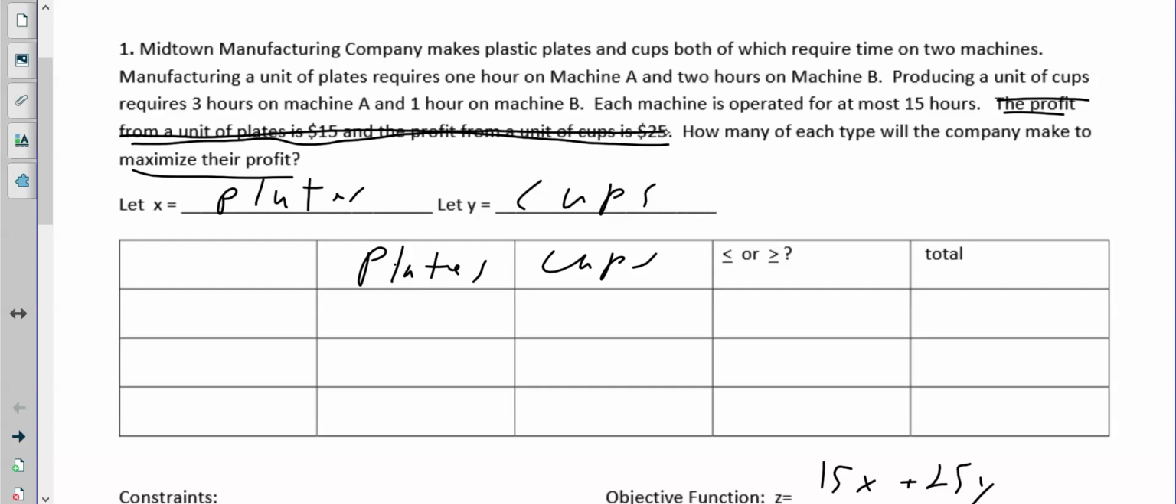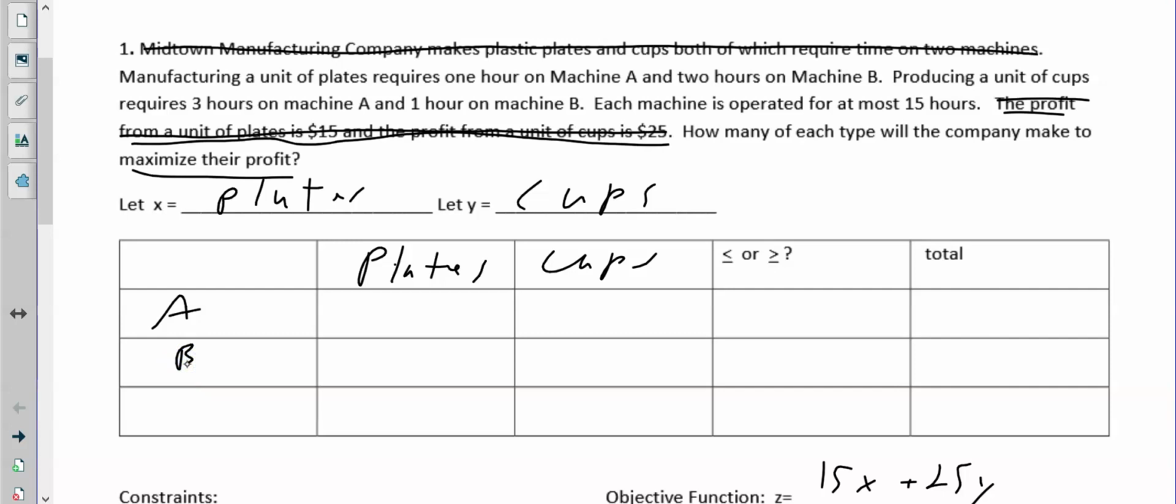All right. Cross it off. It's done. Now, it says, don't even need this really. Well, there's two machines. So it says manufacturing a unit of plates requires 1 hour on machine A and 2 hours on machine B. Oh, so we have machine A and machine B.